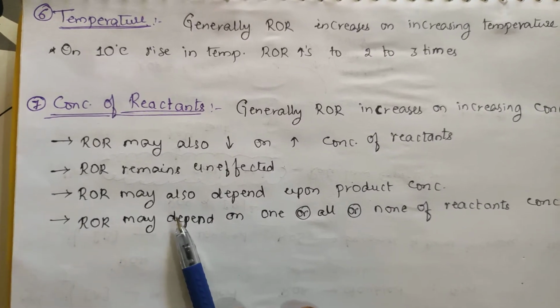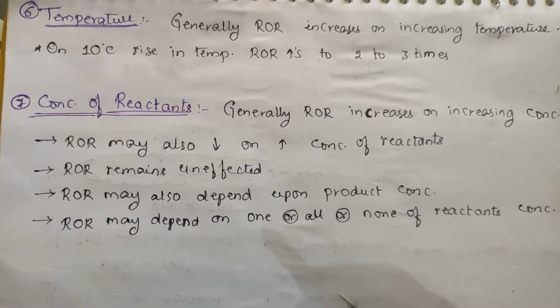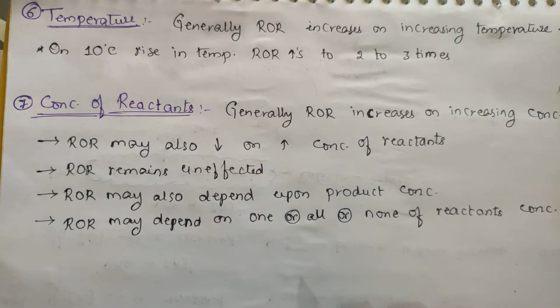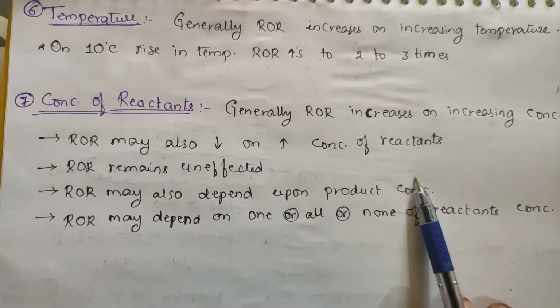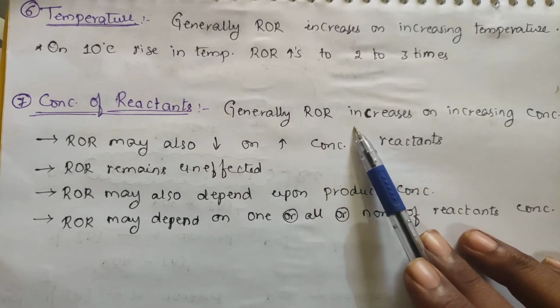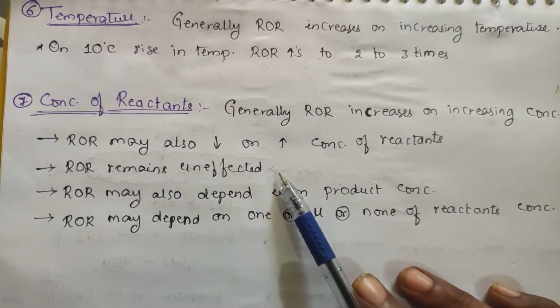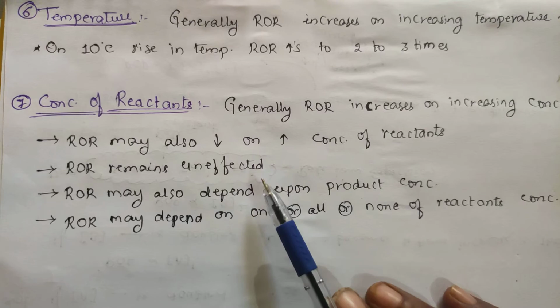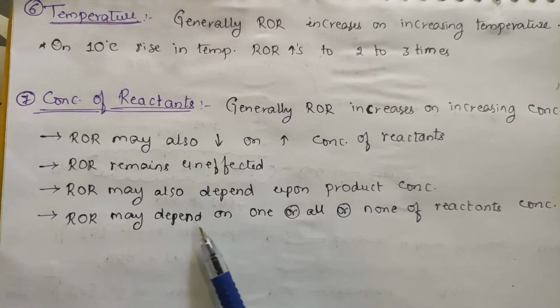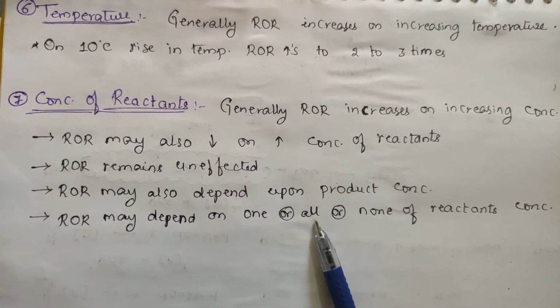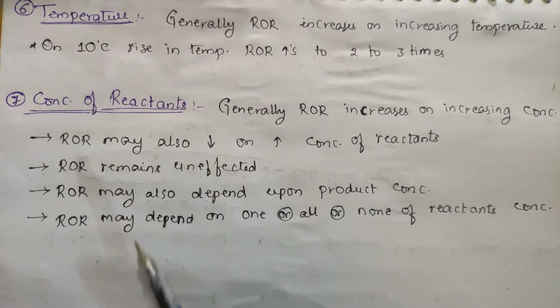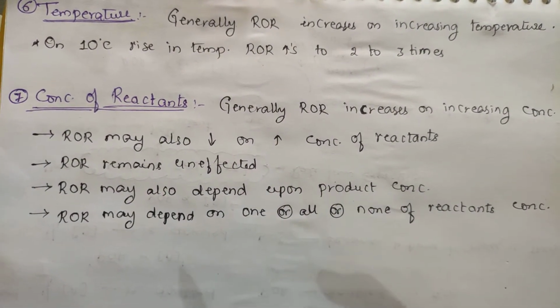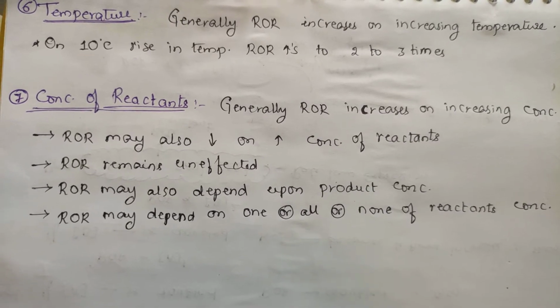In some cases, rate of reaction may also depend upon the product's concentration. That is what I have mentioned on the previous page. So what I have said, rate of the reaction may depend upon the product's concentration, may depend upon the concentration of the reactant. Sometimes it is unaffected, or it may depend upon the catalyst. Rate of reaction may depend on one or all or none of the reactants. Sometimes there may be 4 reactants. It may depend on 1 reactant, or 2 reactants, or 3 reactants. Sometimes it will not depend at all.